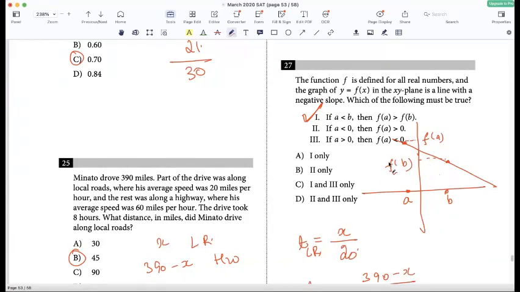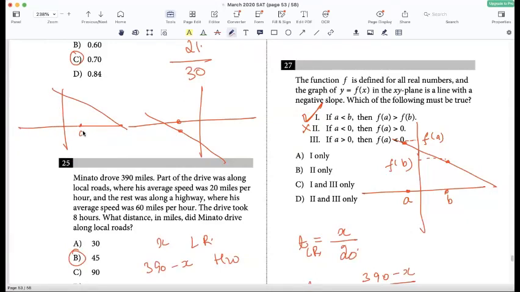greater than f(b), right? If a is less than 0, then f(a) is greater than 0. No, that's not necessary. If a is less than 0, f(a) can be less than 0 as well. So this is not correct. If a is greater than 0, then f(a) has to be less than 0. No, that's not true. If a is greater than 0, let's say this is a and this is b, then f(a) can very well be positive. So only the first statement is true.